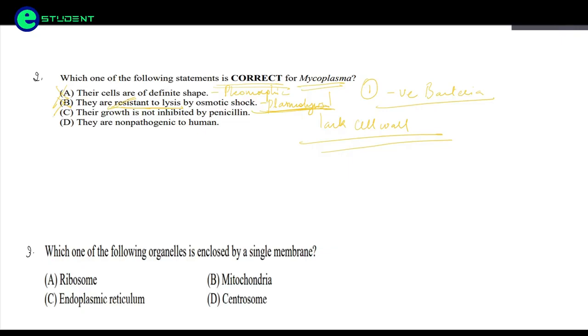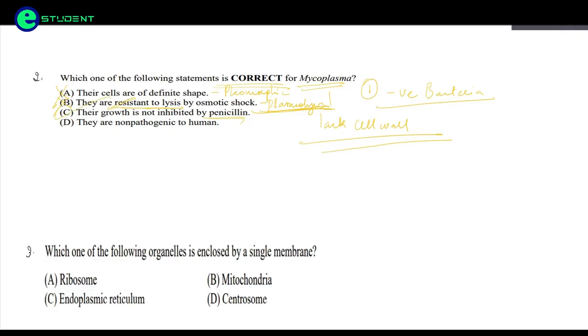Their growth is not inhibited by penicillin. So what does penicillin do? Penicillin actually inhibits the synthesis of the cell wall. And if the cell wall synthesis is inhibited, the cell growth is also then inhibited. But in the case of mycoplasma, we are not even having the cell wall. So how will the growth be inhibited? So their growth is not inhibited by penicillin. This is a correct option.